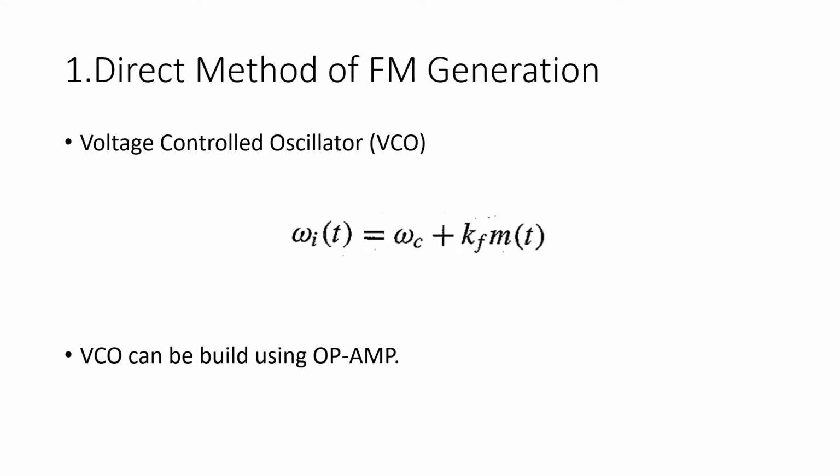is the information signal. Now one can build VCO using op-amp. Here we are achieving deviation in the frequency of the carrier directly. Means the deviation changes as there is a change in the amplitude of the information signal, and that change is in proportion with the amplitude of m of t. That is why this is called as direct method of FM generation.